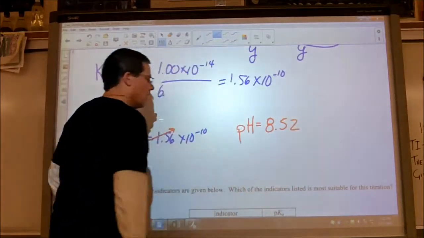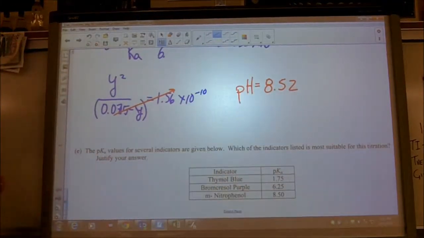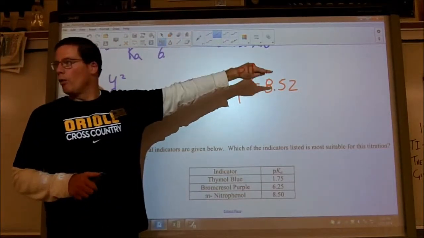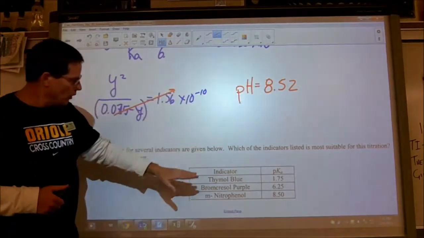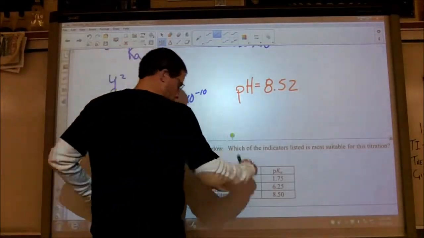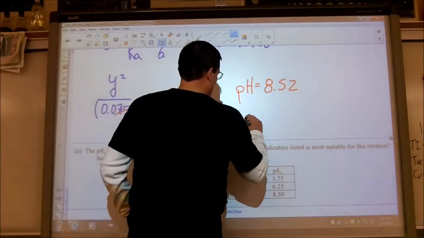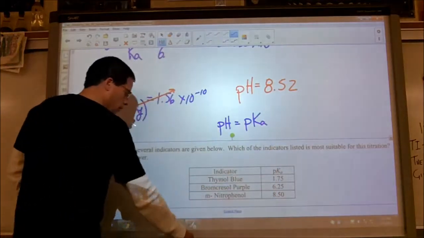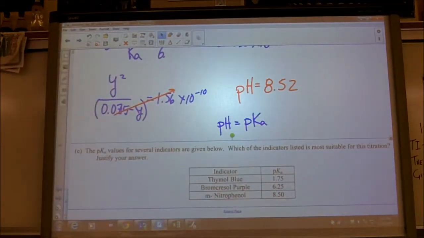pH is 8.52. So then the last question is, which of these indicators would be best for this titration to reach the equivalence point? Again, this is the pH when the moles of the acid equal the moles of the base. What we want to try to do is match up the pH to be equal to the pKa. So which one, the first one, second one, or third one, would be the best indicator? And what does an indicator do? It indicates where the equivalence point is. It does a good job.